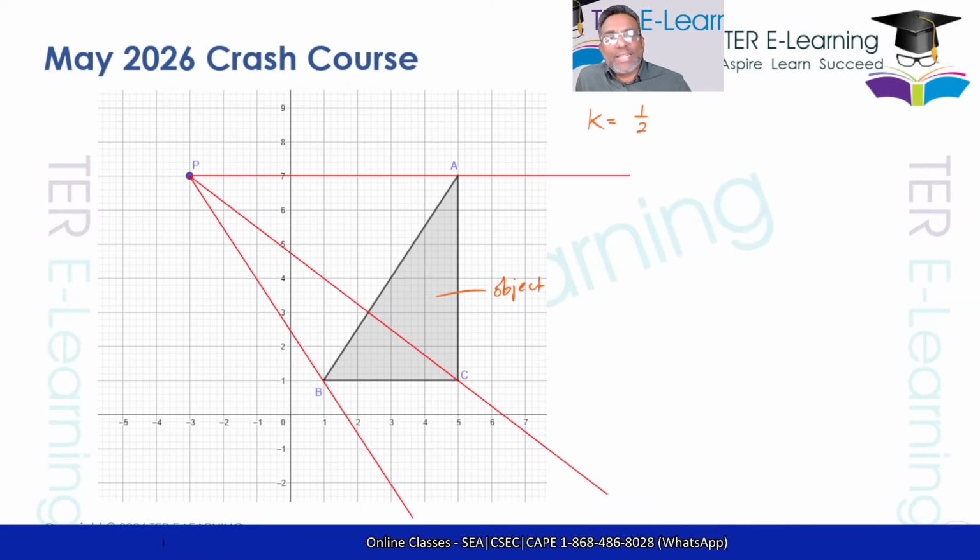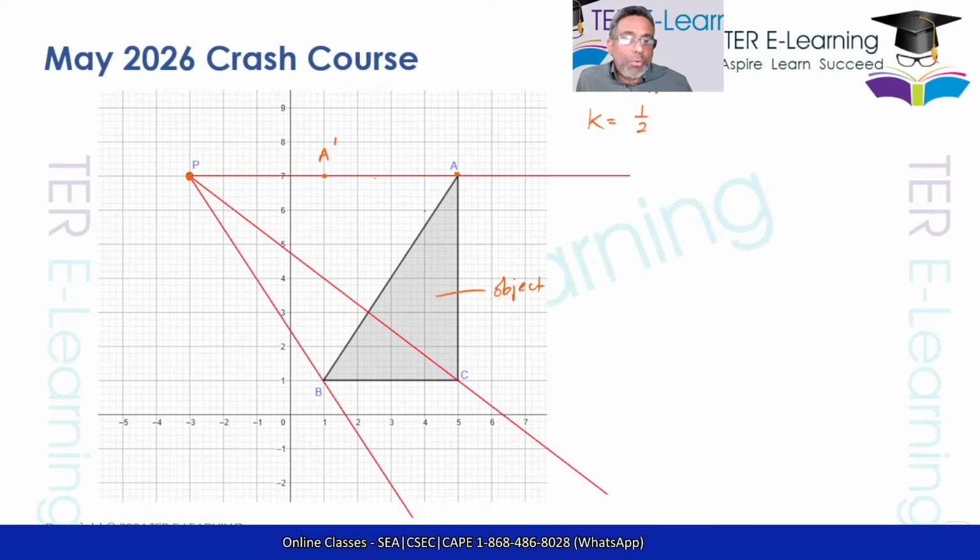So since we have a scale factor of 1/2, what is going to happen is that your image is going to lie between the center of enlargement P here and your object. So how are you going to locate that? All you need to do, if you look at this line here from P to A, is find the midpoint of that line. So 1, 2, 3, 4, 5, 6, 7, 8. So 1, 2, 3, 4. So this is where A prime is going to be. A prime is going to lie right here.